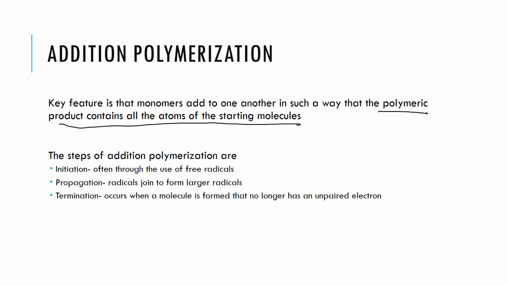There are 3 steps in addition polymerization. There is an initiation, so you've got to start the reaction, and that's often through the use of free radicals. There is propagation, in which the chain starts to grow, and there is termination. Usually, in addition polymerization, you are using free radicals, and the termination step occurs essentially when the free radicals have been used up and you can't grow the polymer chain anymore.